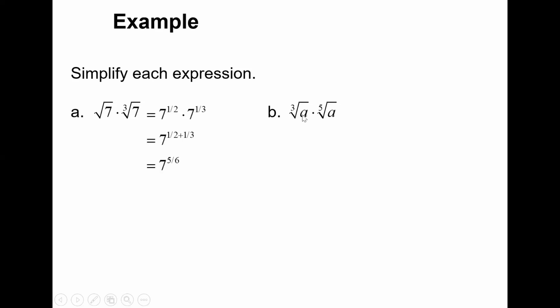What about here? Well, here we have a cube root and a fifth root. So again, we have a to the 1/3 times a to the 1/5. Now we add those together and get a common denominator, and we get a to the 8/15. So that would be our final answer on that one.